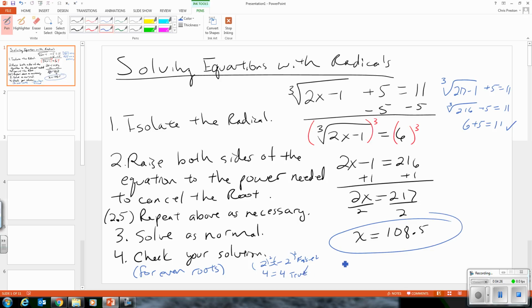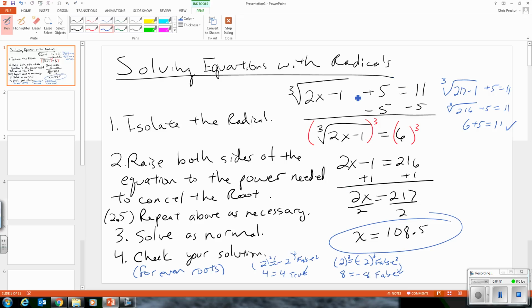Now, if on the other hand I said I have 2 equals negative 2, and I said, is that true? And you say, no, that's false. And you cube both sides, well, that's going to give you positive 8 equals negative 8. Well, that's still false. So there's no change by raising something to an odd power. You're not going to get something that's necessarily true. It was false to begin with.